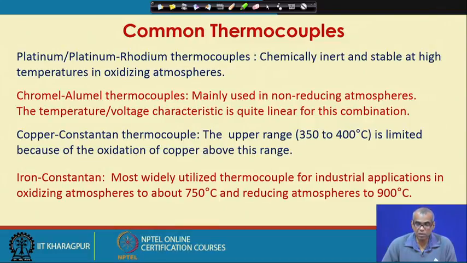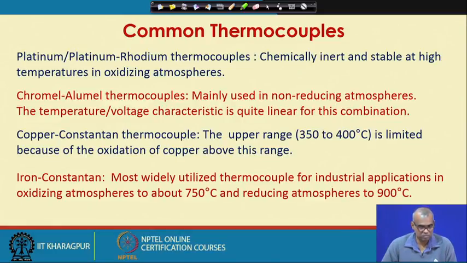Chromel alumel thermocouples, they are mainly used in reducing atmospheres. The temperature voltage characteristic is quite linear for this combination. Copper constantan thermocouples, the upper range, which is 350 degree Celsius to 400 degree Celsius, is limited because of the oxidation of copper above this range. So, oxidation of copper may take place beyond 400 degree Celsius, and this limits the upper range for copper constantan thermocouples.